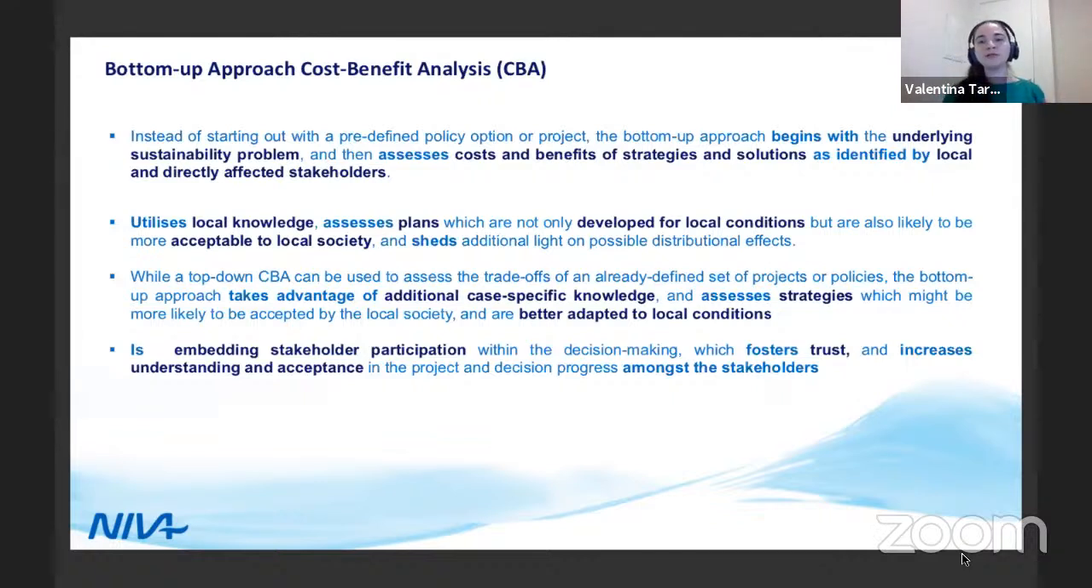Instead of starting with a predefined policy option or project, the bottom-up approach begins with the underlying sustainability problem and then assesses costs and benefits of strategies and solutions as identified by local and directly affected stakeholders. It makes use of local knowledge, and it assesses plans which are not only developed for local conditions, but are also likely to be more acceptable to the local society. Drawing on the local insights can provide information that is otherwise not available to decision-making bodies, and thus may improve the integration of wider societal goals into policy decisions.